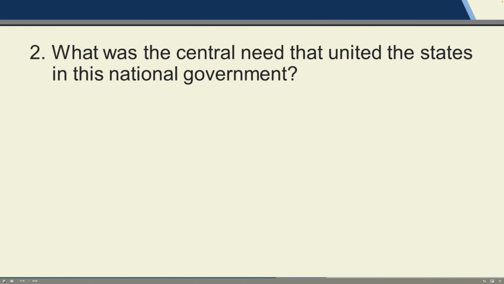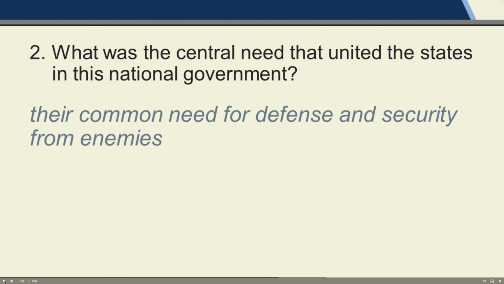Number 2, what was the central need that united the states in this national government? Their common need for defense and security from their enemies. At the time of the introduction of the articles, that would have been Britain.